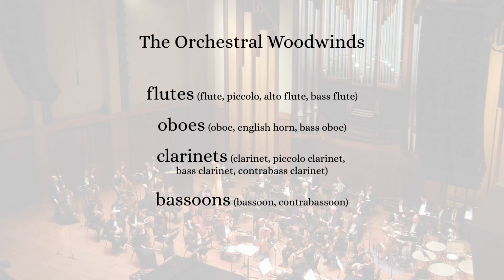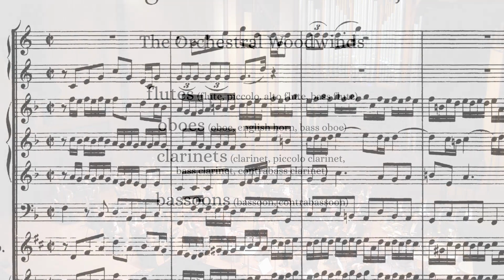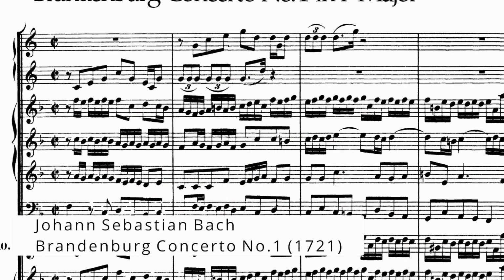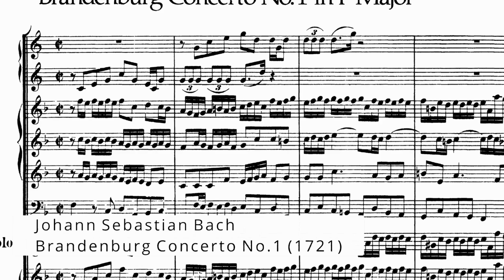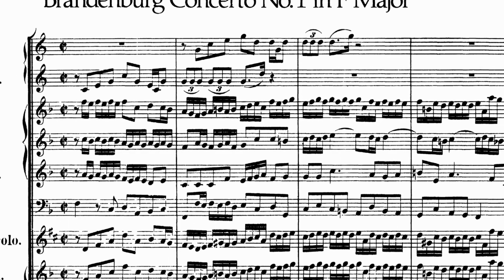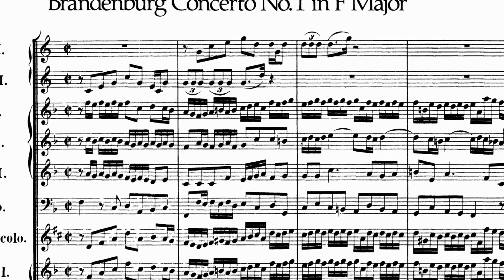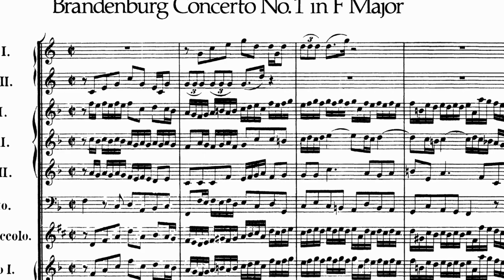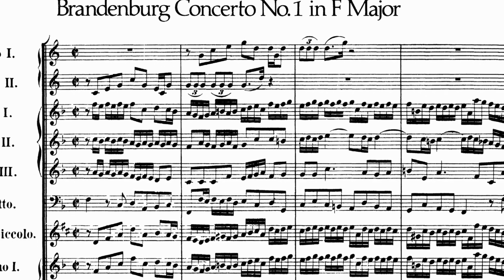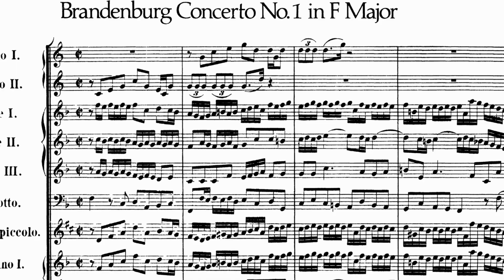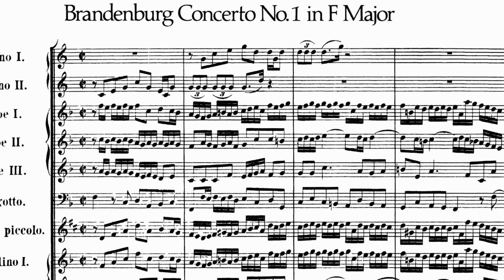Although the use of woodwinds in ensembles goes back much further, I'll start with the woodwind section of the Baroque orchestra. Johann Sebastian Bach's Brandenburg concertos from around 1721 are some of the most important works of this time that feature woodwinds alongside strings and brass. The first concerto in F major features 3 oboes and a bassoon, while others feature recorders and flutes.